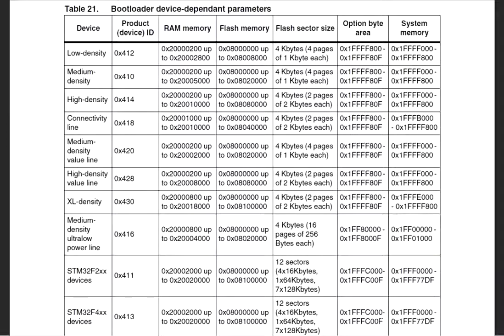Here we see table 21 in application note 2606. This shows each device family. Here's our STM32F4 family and the system memory bootloader starting address here at hex 1FFF0000. Different device families have different system memory addresses, so please consult the table or the flash programming manual for that family.